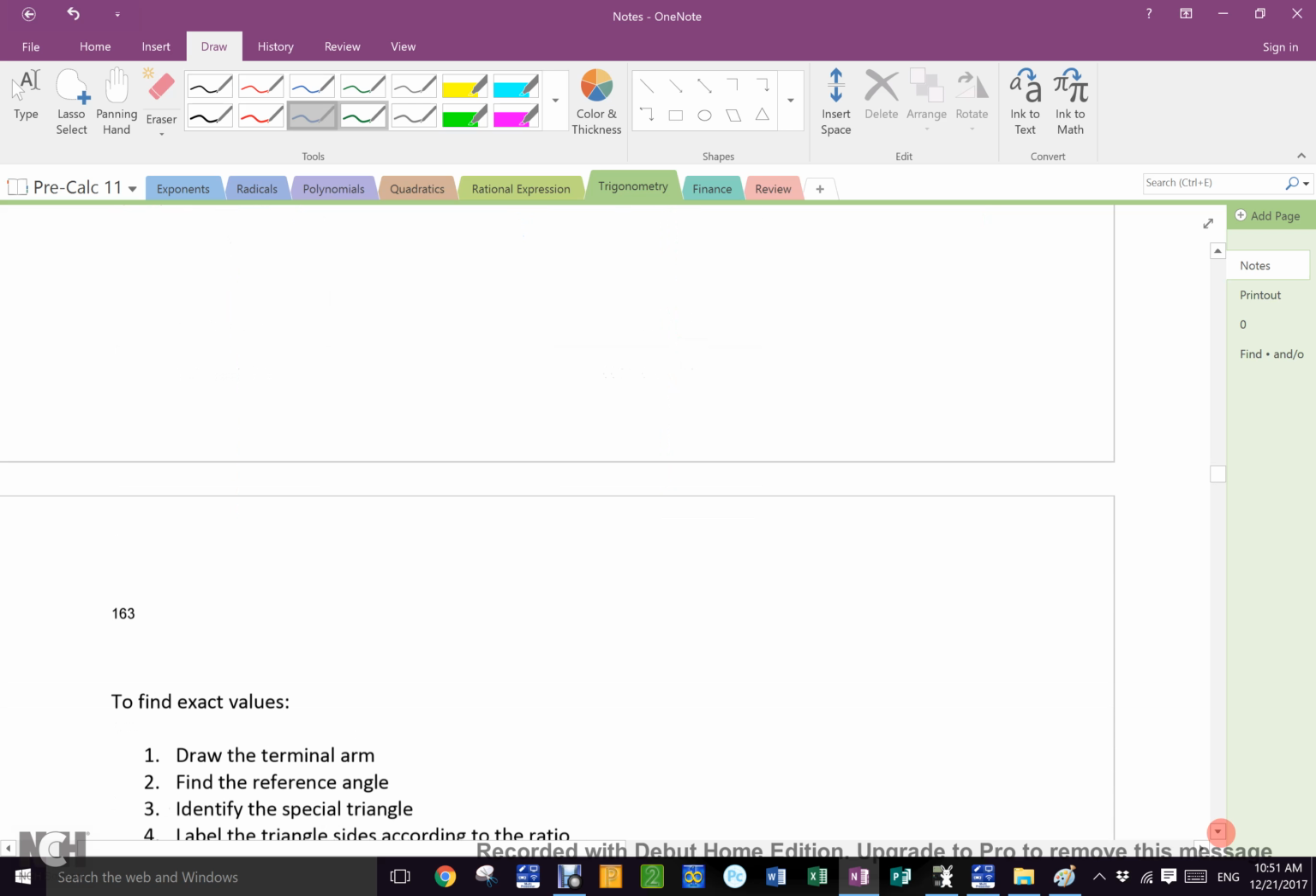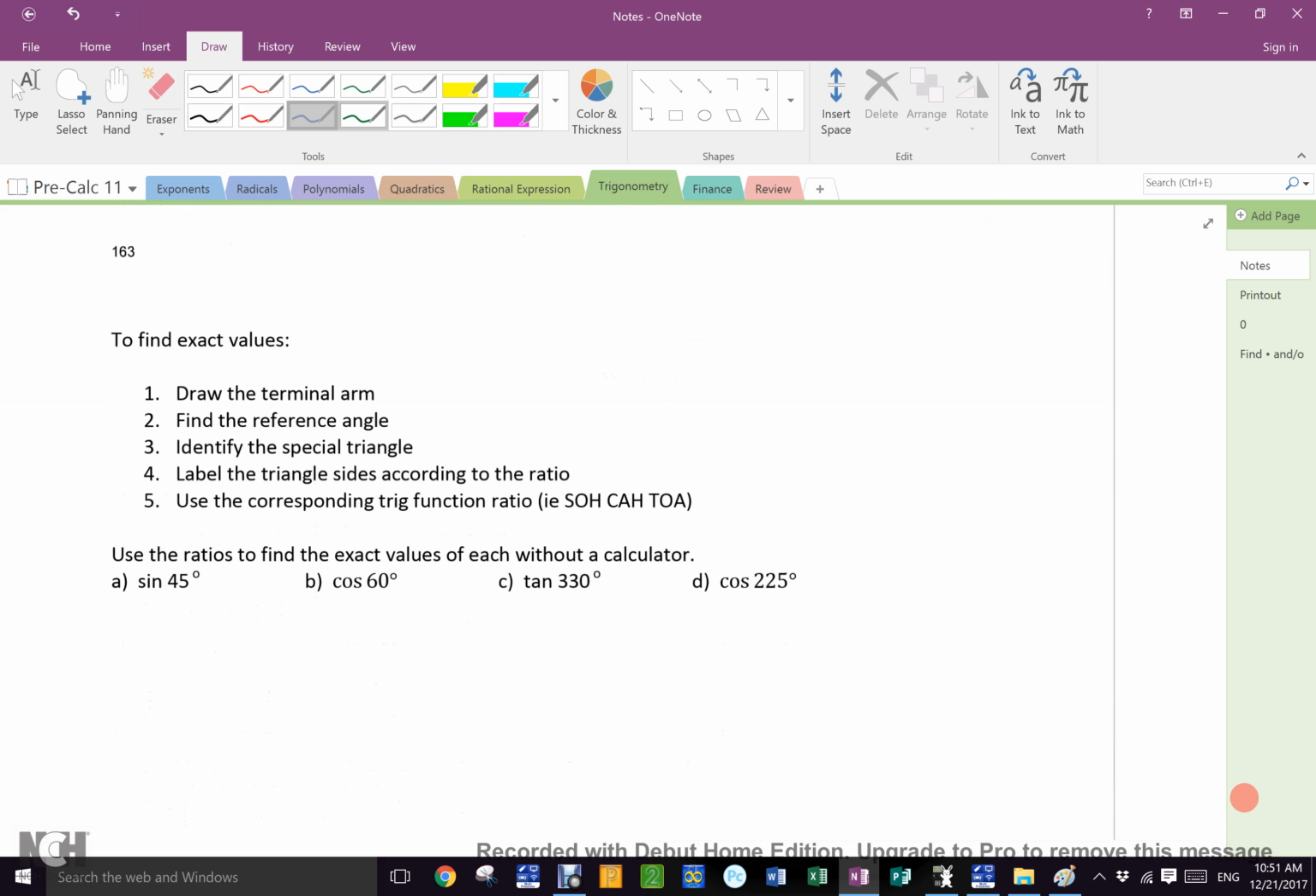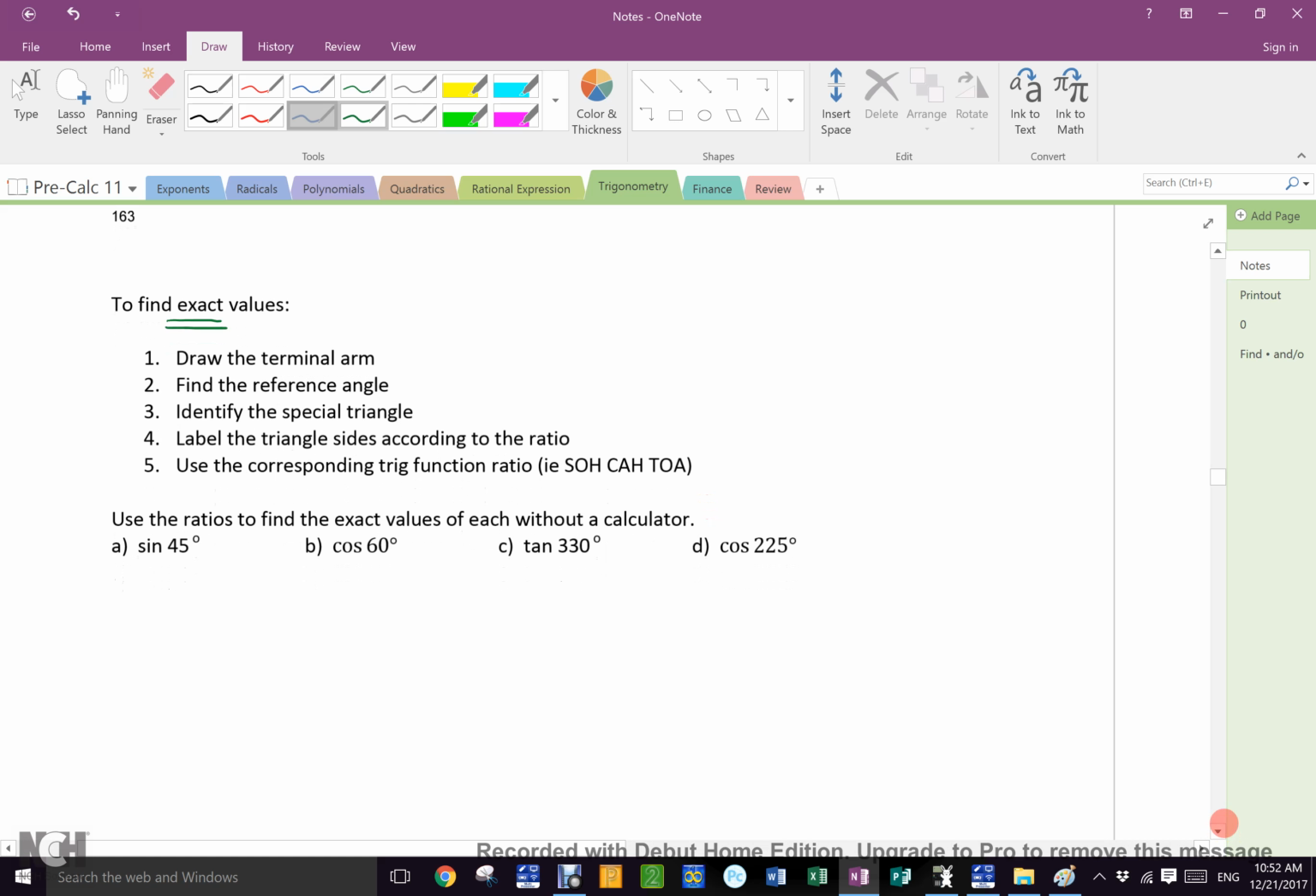So how does this apply to us? When we want exact values, we do this. Terminal arm, reference angle, special triangle, whichever one it is, 30, 60, 90, or 45, 45, 90. Label it, and then do the trig. It sounds like a lot, but it really isn't. We'll start with a super easy one.